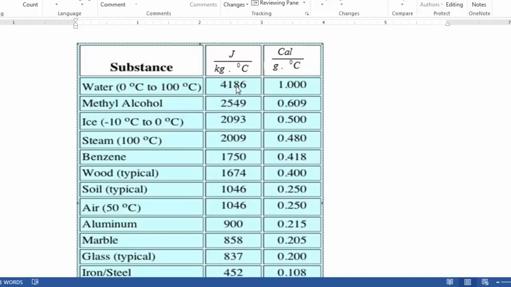Water is used in cars to lower the temperature of the engine, so it can absorb a huge amount of heat from the engine without a big change in its temperature compared to the drop in the temperature of the engine.